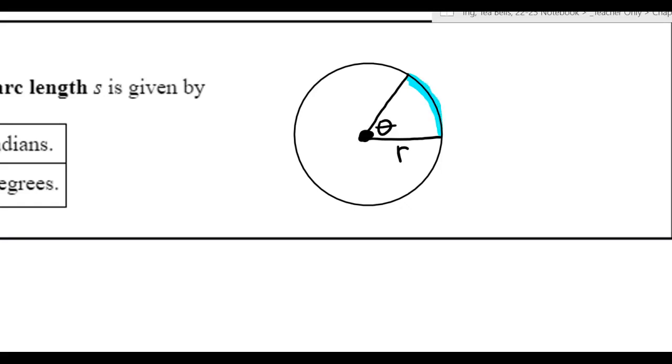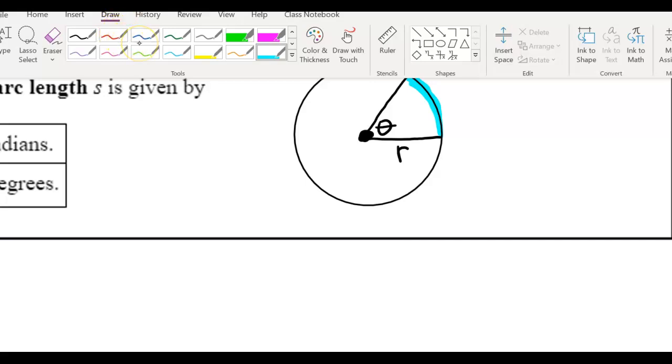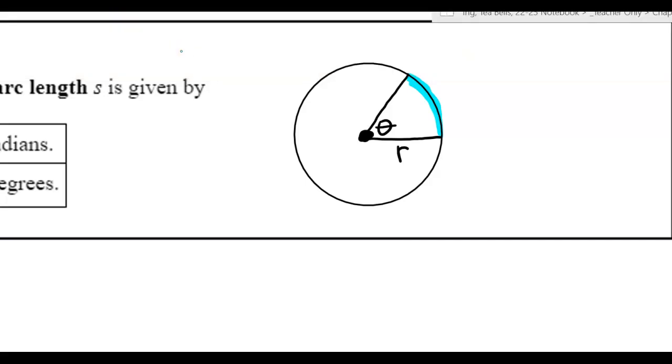Okay, so in geometry we talked about the measurement of this arc, but we didn't necessarily find the length of it. So this is your arc length. We're basically figuring out how wide of an arc this angle is making on the circle.